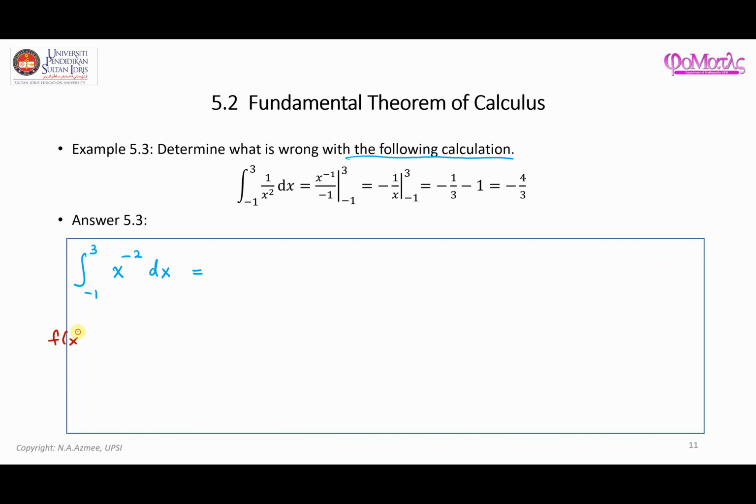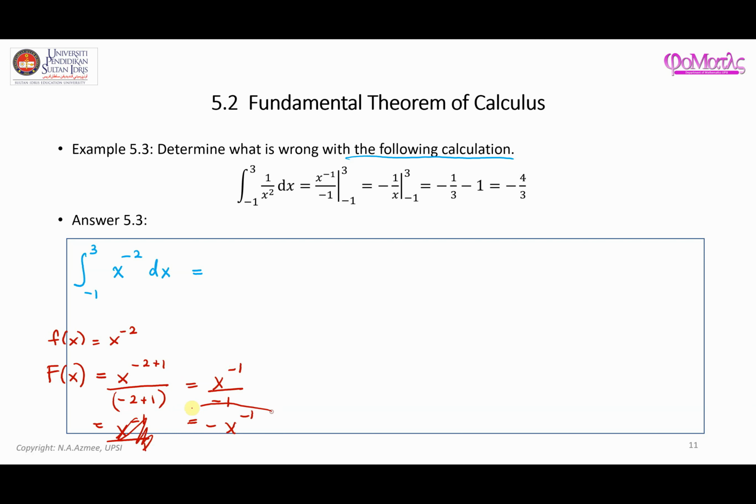So if f(x) is x to the negative 2, now the big F here will be x to the negative 2 plus 1 over negative 2 plus 1. So this is just x to the negative 1 over negative 1, which is negative x to the negative 1.